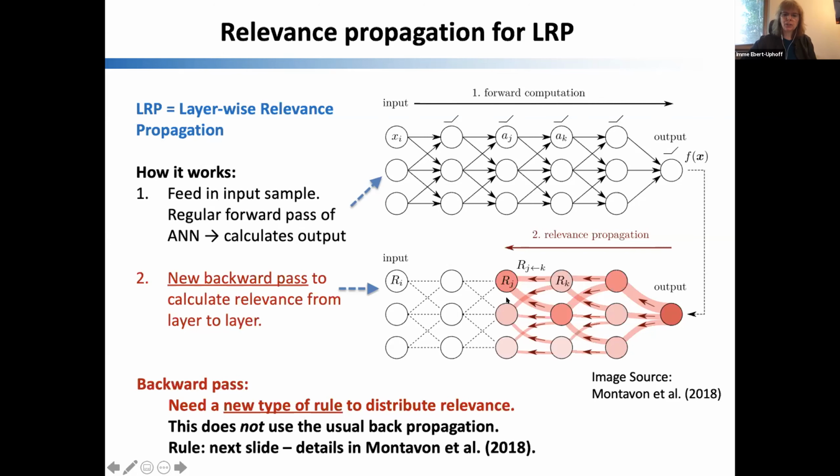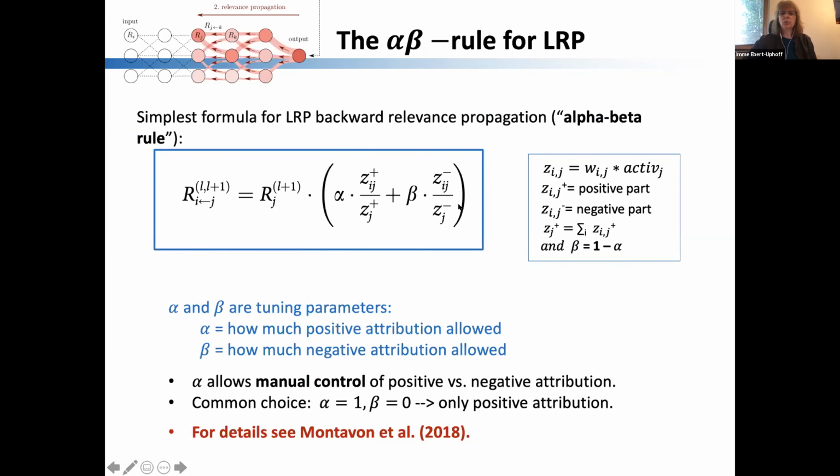And again, this is not your usual backpropagation pass. This is a newly defined rule, which I will show on the next slide, which depends again on the weights and the activation of the different neurons, and then just calculates backwards the relevance contribution of one neuron given the neuron in the higher layer. And so for all the details, look over here.